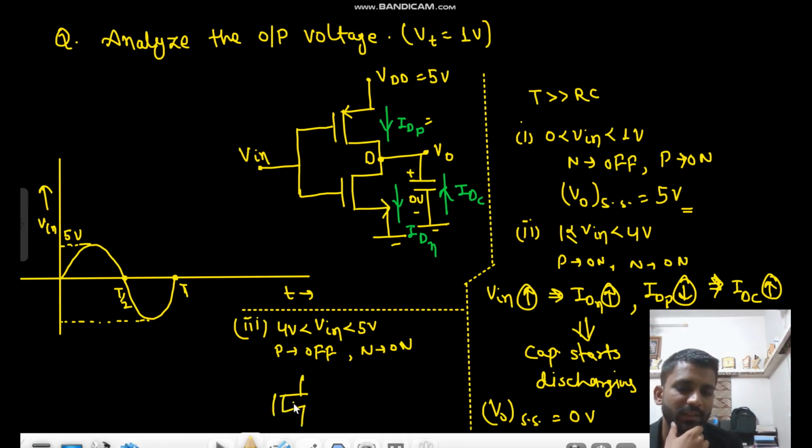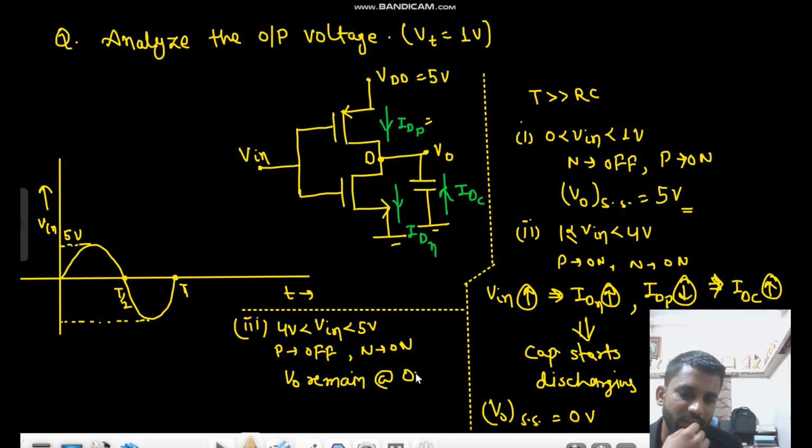This is the condition. Upper one is off. So if this is at 0 volt, this will remain at 0 volt only. So Vo remains at 0 volt. And fourth one is if Vin is negative. If Vin is from 4 to 5 volt, we have analyzed for this span, right? We have analyzed for this complete half cycle.